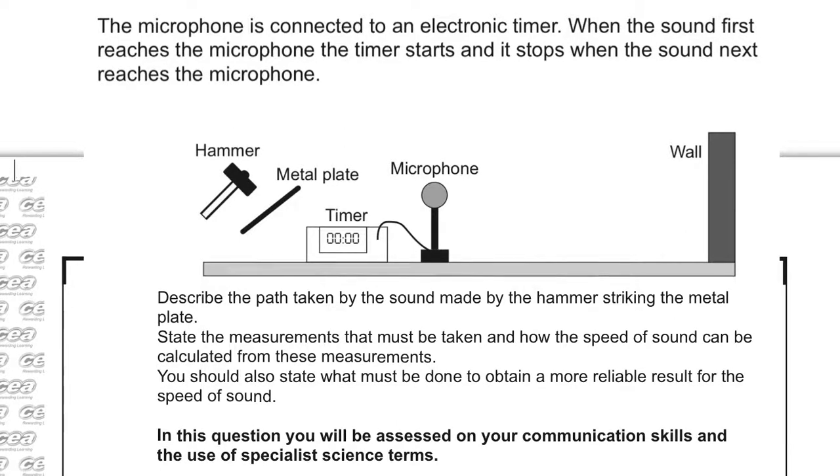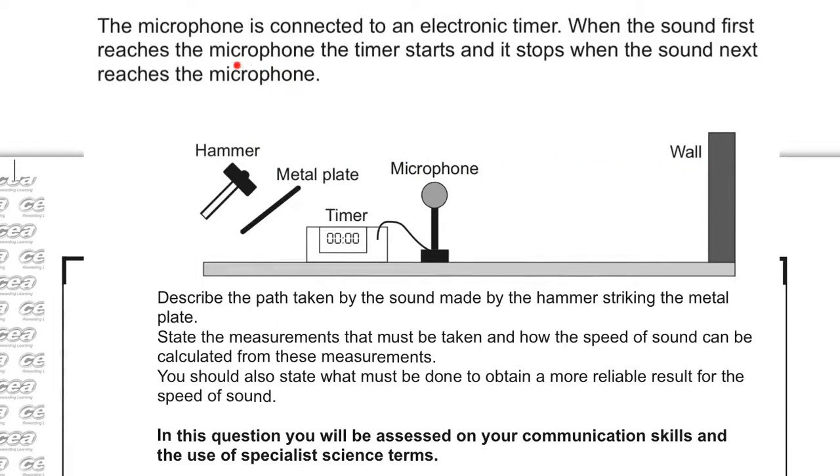So then they ask us to describe the path taken by the sound made by the hammer striking the metal plate. State the measurements that must be taken and how the speed of sound can be calculated from these measurements. You must also state what must be done to obtain a more reliable result for the speed of sound. Okay, so you're going to need to think about what's happening with this sound before you write anything. So the hammer here makes a sound. That'll travel out in all directions, but we're only interested in the sound that's heading towards this wall and back.